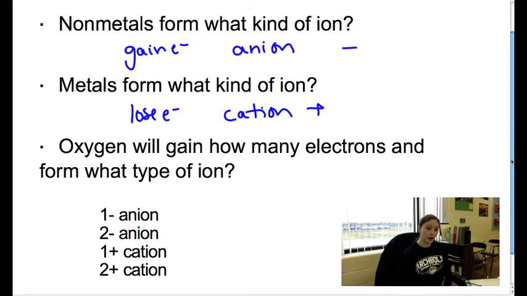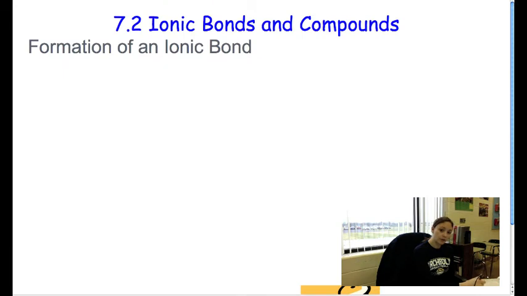So oxygen will gain how many electrons and form what type of ion? Oxygen is in group 16. It needs to gain 2 more to look like a noble gas. I'm going to gain 2, so that would be a 2 minus, call that an anion. So keeping that in mind, let's look at how these form.